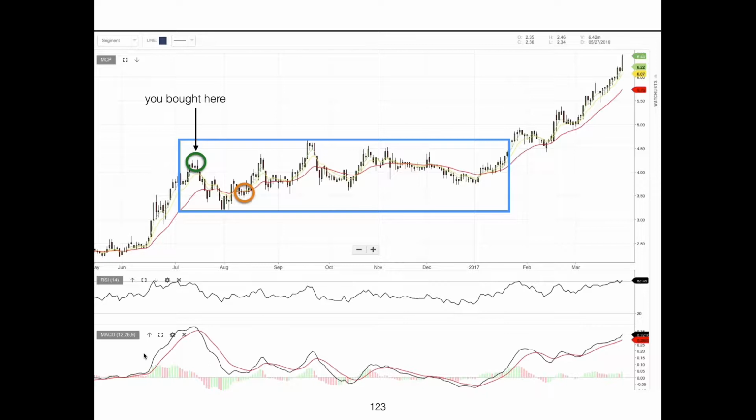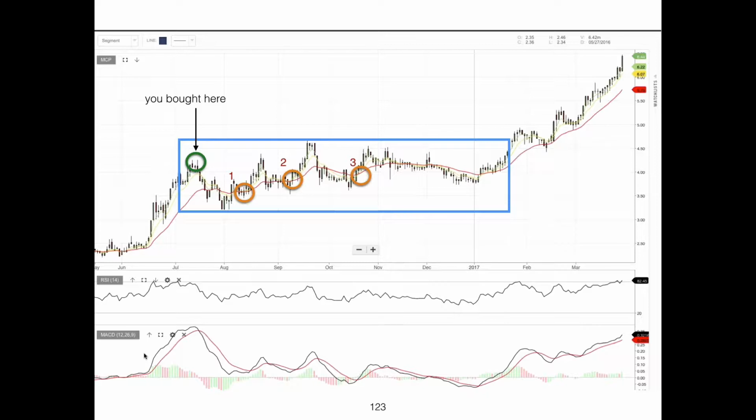The moving averages gave 3 bullish crossovers. Now, a bullish crossover happens when the short-term moving average crosses above the longer-term moving average. In this case, the green line is the short-term moving average, and the yellow and red lines are the longer-term moving averages. We see that the green line crossed above the yellow and red lines. So this was bullish. Each of these bullish crossovers were buy signals within the box from July to October 2016.